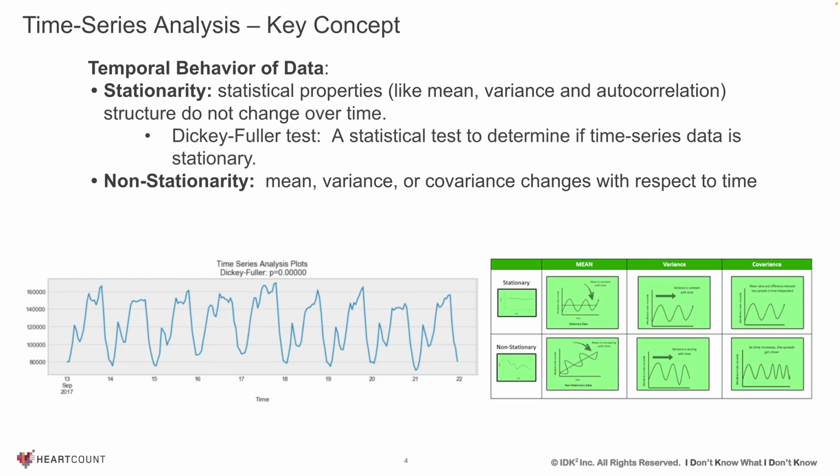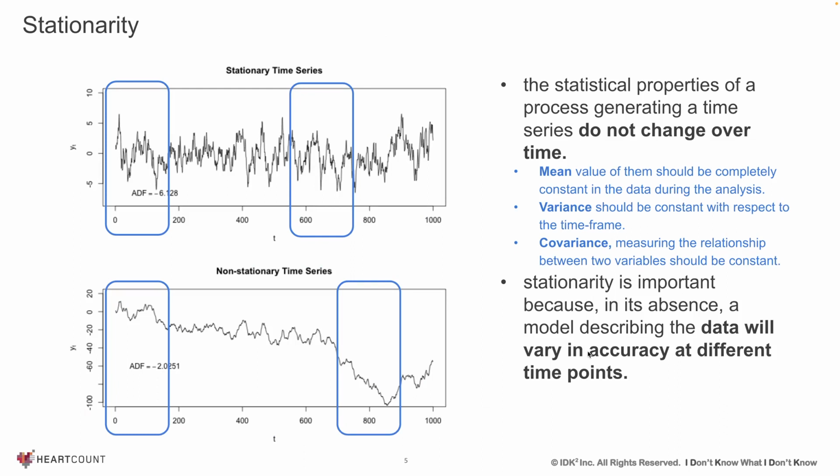The reality is, although neural networks offer promising results, predicting based on past data remains a formidable challenge, especially in unpredictable areas like stock prices. But typically, we confine autoregressive models to stationary data, which we'll touch upon in coming slides. For now, remember that stationarity is paramount because in its absence, a model describing the data will vary in accuracy at different time points. This is an example of a stationary time series, and this is a non-stationary time series.